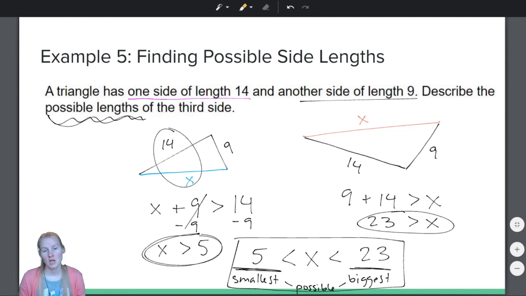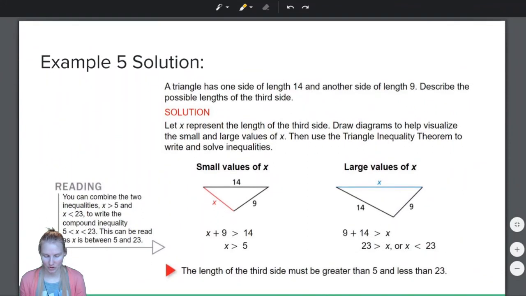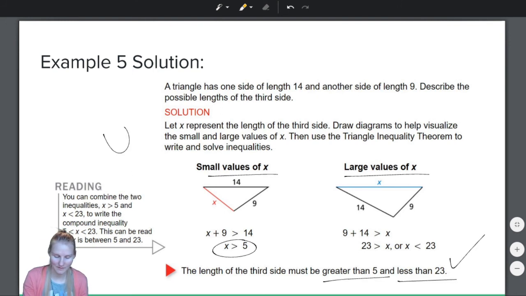There you go. So anytime you want to know the possible side lengths of a triangle, you want to look at what the smallest possible side could be and what the biggest possible side could be. And that will help guide your work through the problem. Let's check and make sure that we were correct. Small values of x, x is bigger than 5. Large values of x, x is smaller than 23. So the length of the third side must be greater than 5 and less than 23.